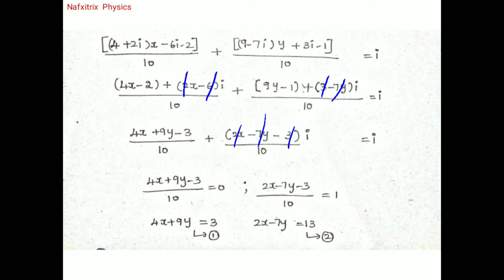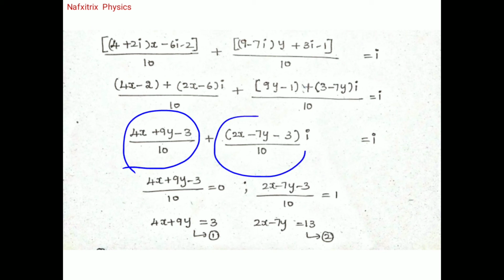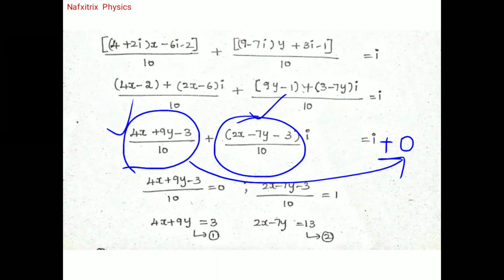This is the calculation, and it is easy because the denominators are the same. If they were not the same, then we would have to take the LCM and so on. So finally we have got the a plus ib form. This is a and this is b. Now we just need to equate the corresponding terms, that is real part equals real part and imaginary part equals imaginary part. On the right hand side, there is no real part, which means plus 0. So the real part equals 0. Hence (4x plus 9y minus 3) by 10 is equal to 0.